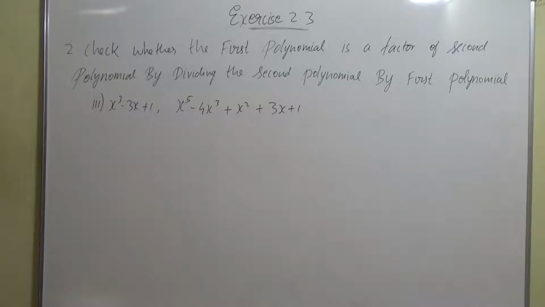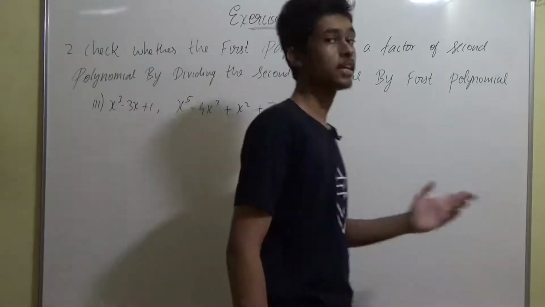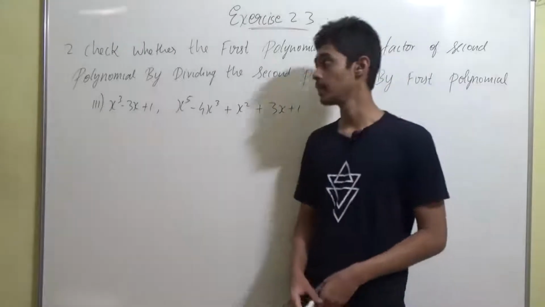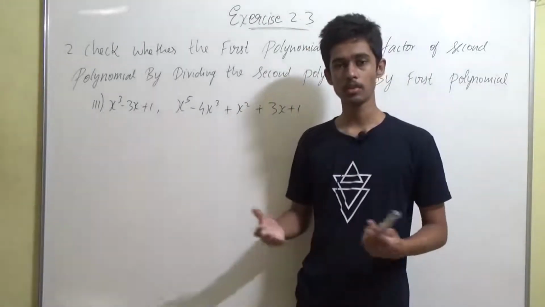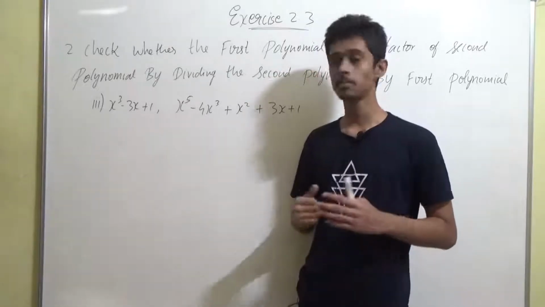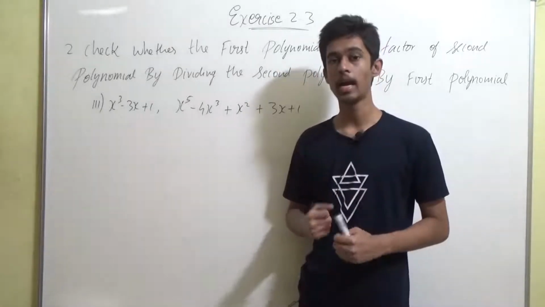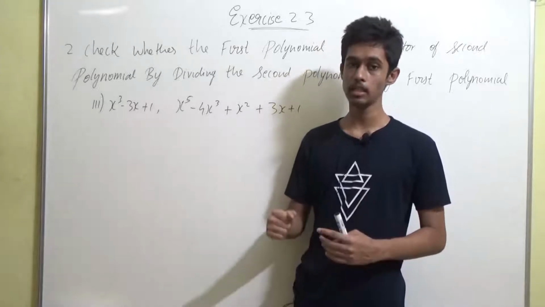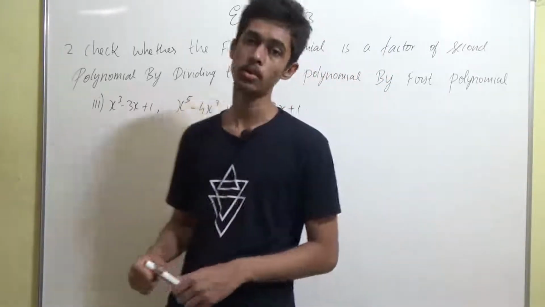So now let's go to the third sub question of the second question of your exercise 2.3. We have to do the same thing guys. We have to check whether the first polynomial is a factor of the second polynomial. So without wasting much time, let's directly go into the division and see whether the remainder is 0 or not, and then conclude the result.